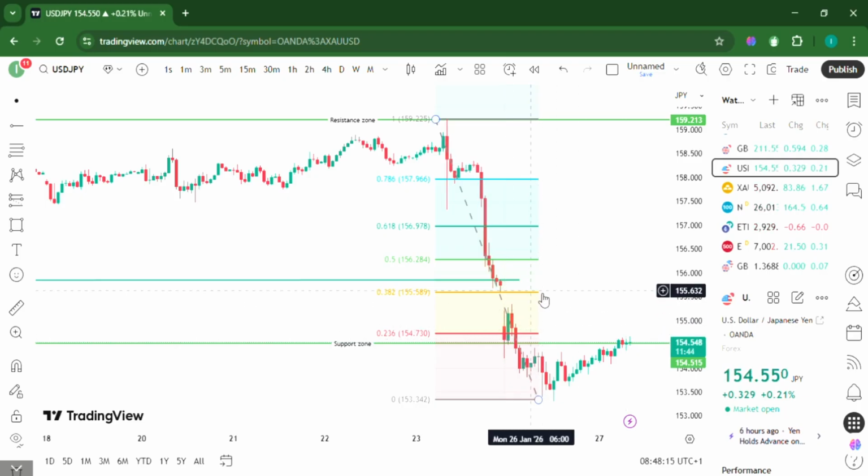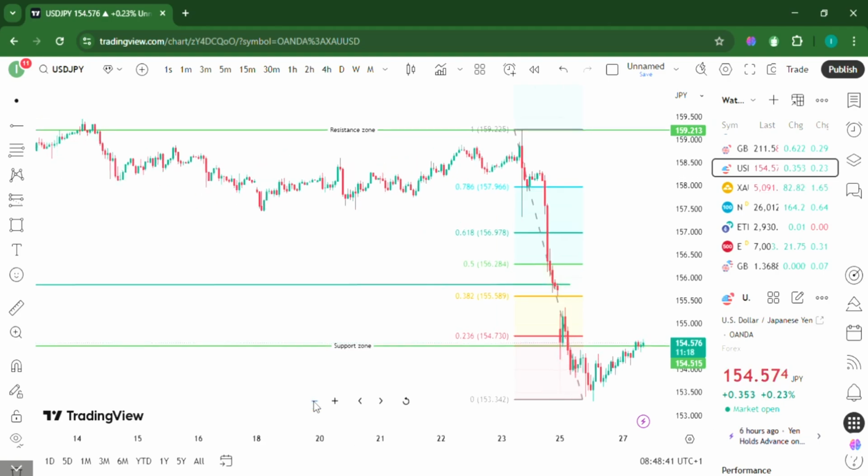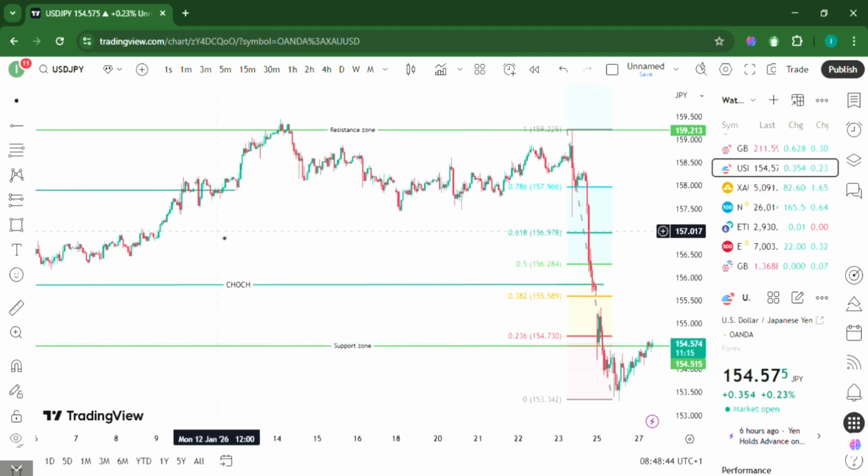If this pullback ends around this 0.3 zone, it could likely mean that the trend is strong. And if it gets to this 0.5 and 0.6 zone, that is a retest to the support zone. As you can see, this is 0.5 around this support zone, and this 0.6 on a flip zone. I will not take this trade.